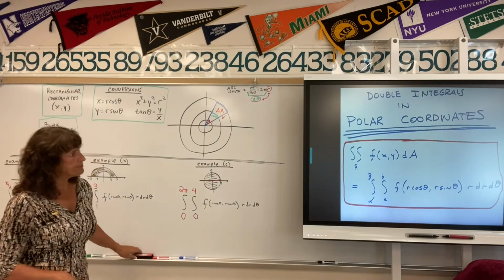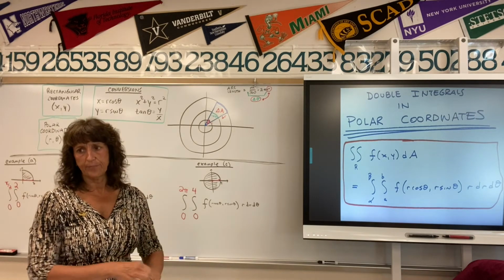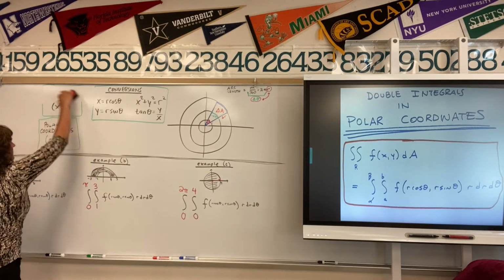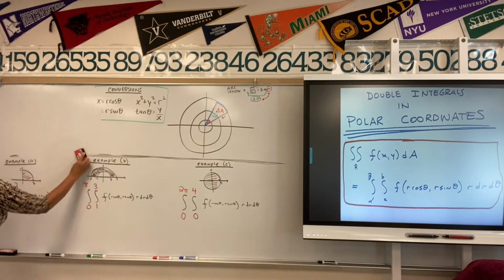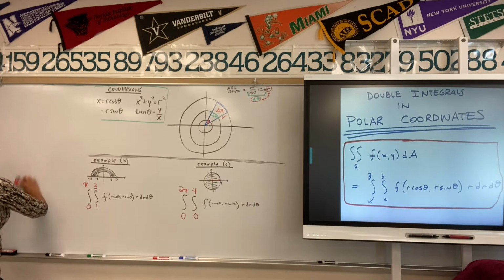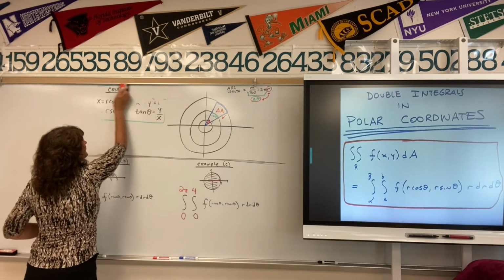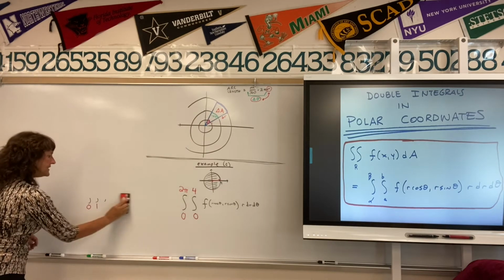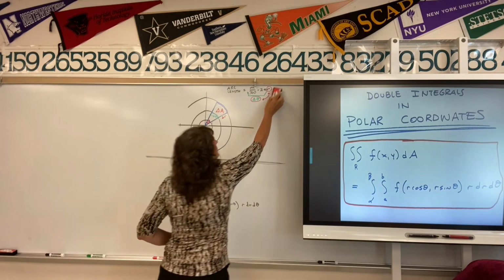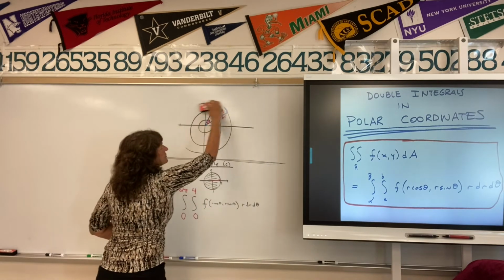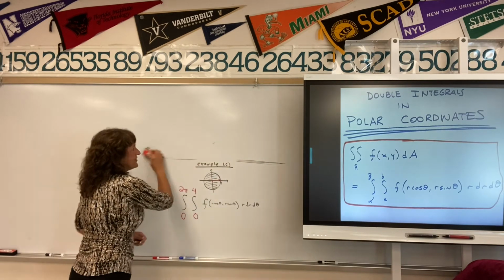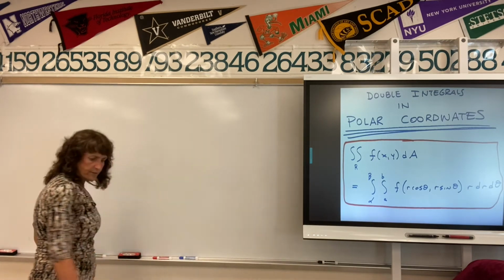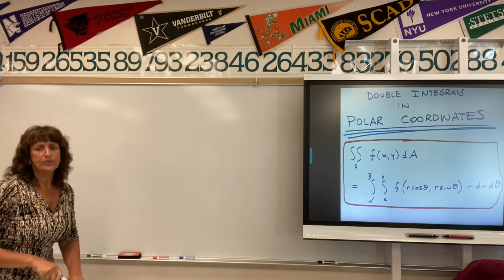All right, so let me erase this board and let's take a look at a couple of examples. We're going to look at examples where we take the rectangular double integral and completely convert it to polar form. Because polar form a lot of times gives us not an alternate solution, but an easier method to solve. So, example one.